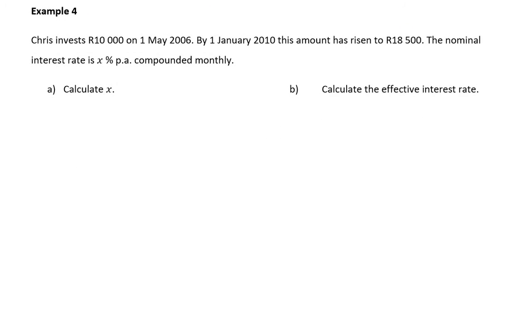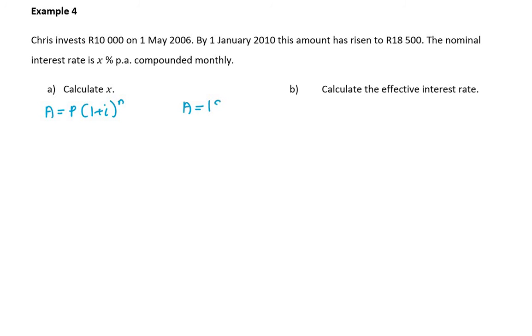Right, let's have a look at example 4. Example 4 says, Chris invests 10,000 Rand on the 1st of May 2006. By the 1st of January 2010, this amount has risen to 18,500. The nominal interest rate is X% per annum compounded monthly. Calculate X. Right, so my first question, I clearly need to be using my formula, but I'm definitely going to have to write myself a shopping list here.